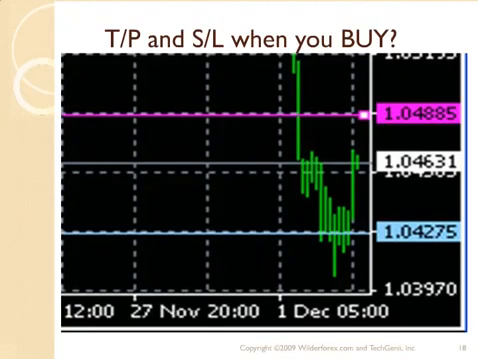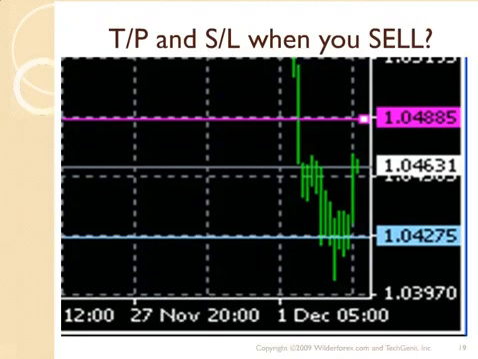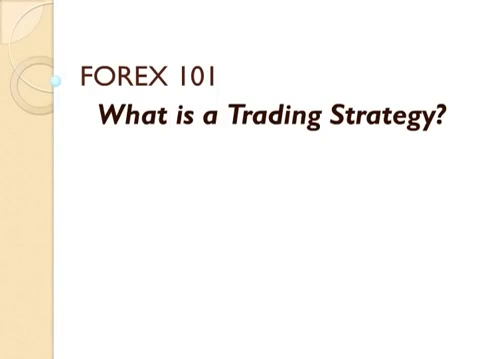The white line is the current price point, which equals 1.04631. The magenta line is the current take profit price, which equals 1.04885. The blue line is the current stop loss price, which equals 1.04275. Take profit and stop loss when you sell. The white line is the current price point, which equals 1.04631. The magenta line is the current stop loss price, which equals 1.04885. The blue line is the current take profit price, which equals 1.04275.